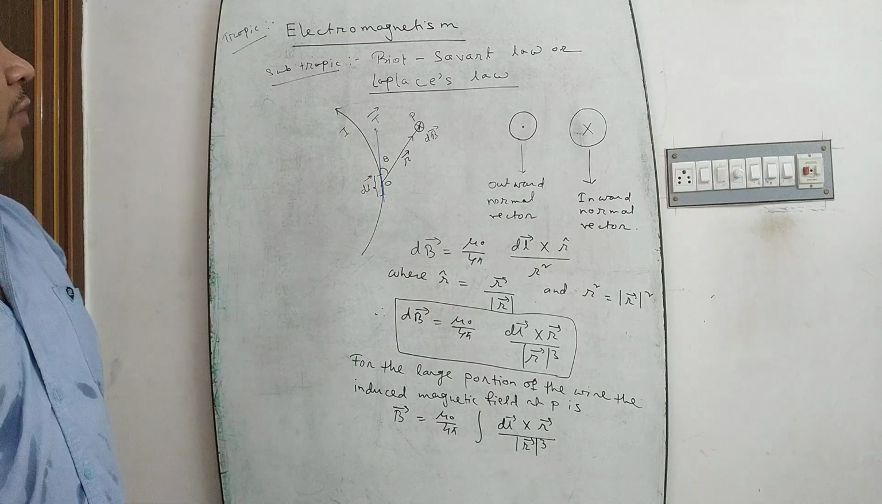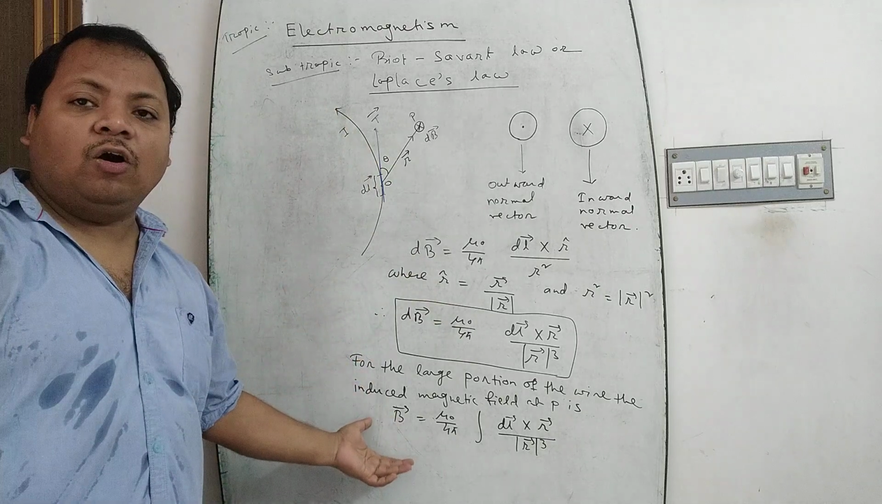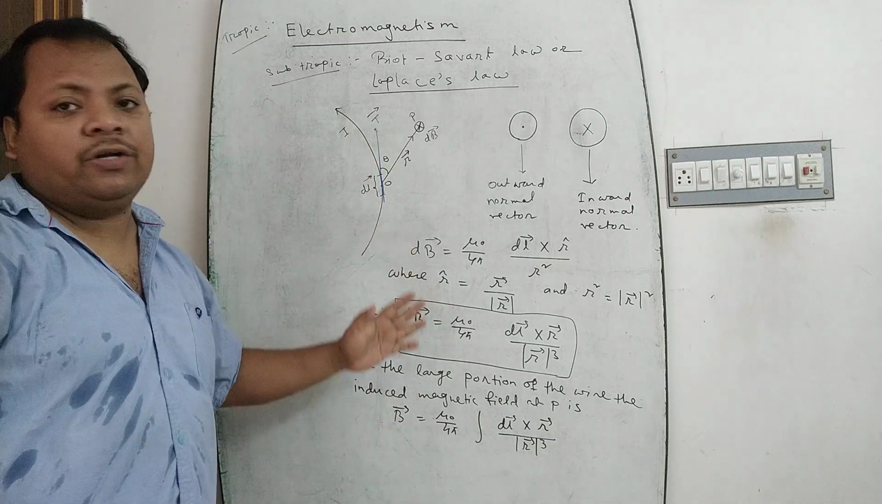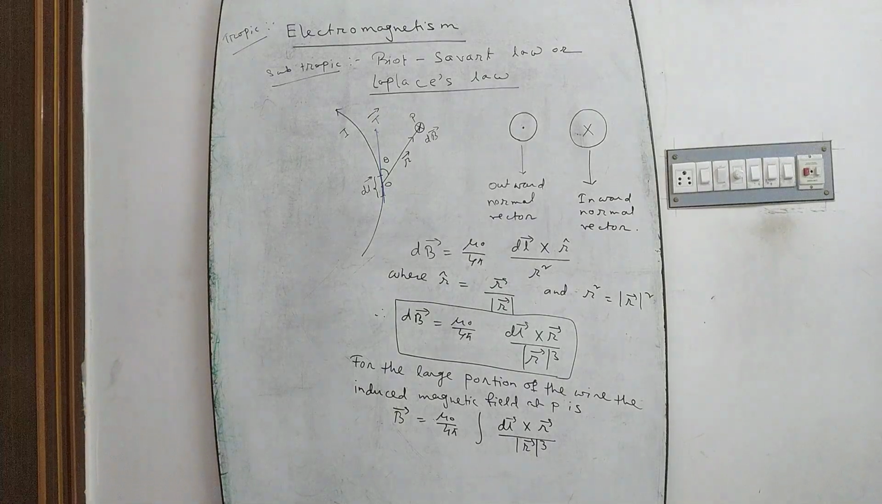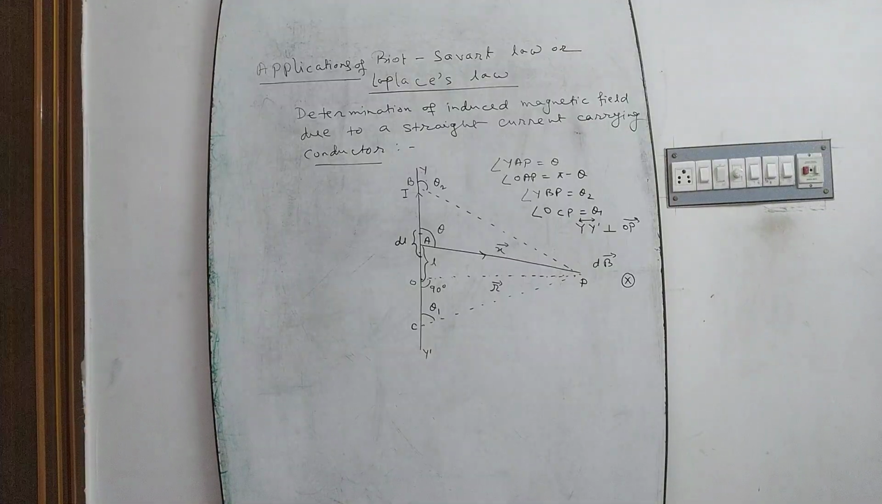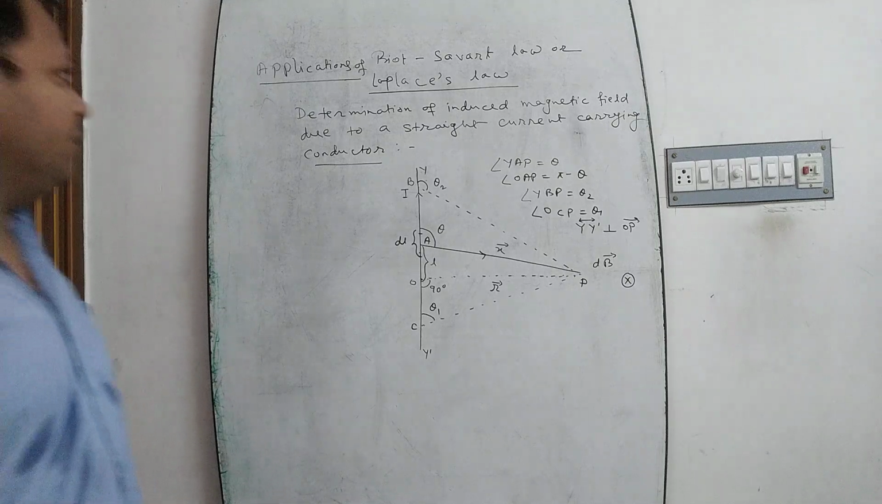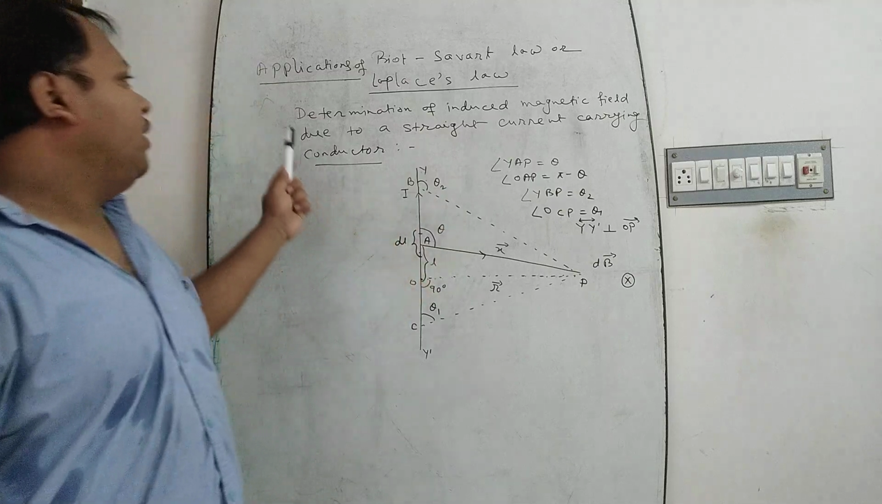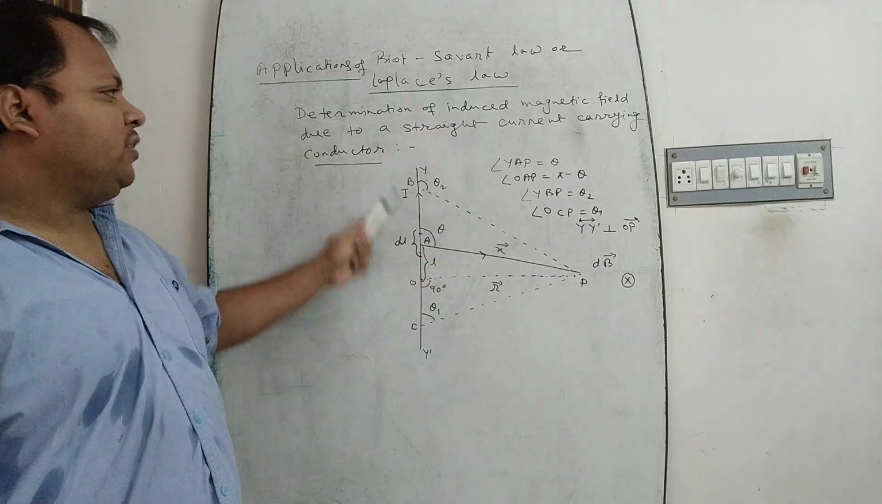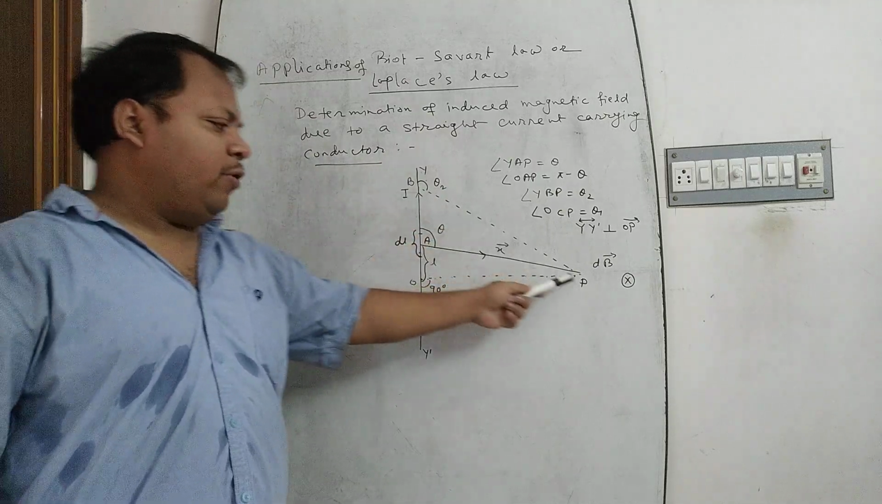This is the total expression or whole expression of Biot-Savart law or Laplace law. Now I shall discuss the application of Biot-Savart law or Laplace law. First topic is determination of induced magnetic field due to a straight current carrying conductor at the point P.